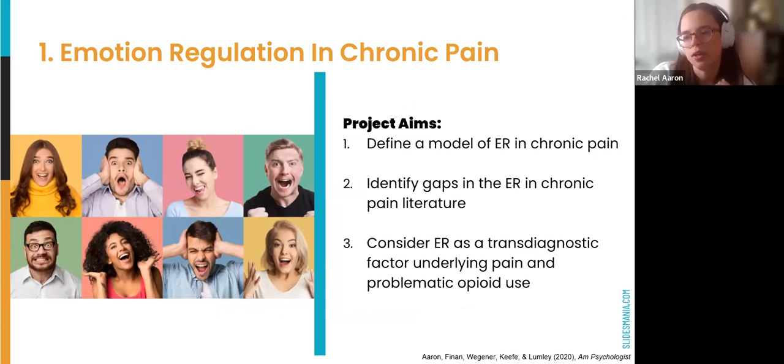So the first goal here was just to pull in that model to the field of pain and think about how the data that we have in pain relates to this broader emotion regulation model, with the goal of really understanding what gaps there are in the literature. Another goal of this paper was to think about how emotion regulation might help us understand people who have both chronic pain and problematic opioid use. So I'm not going to spend as much time on that third point here, but I'll just give you some context that problematic opioid use is defined as any use other than what's prescribed.